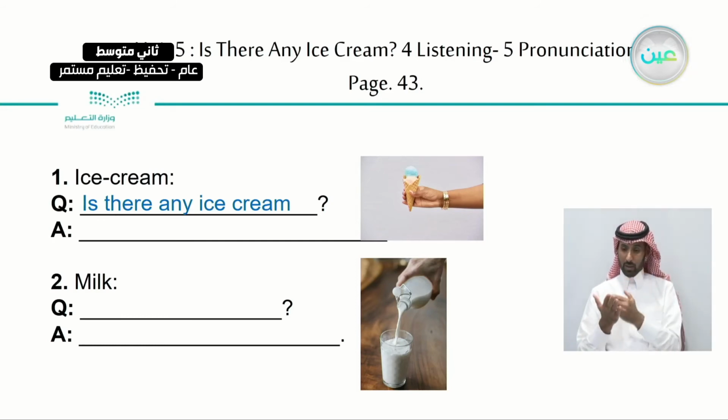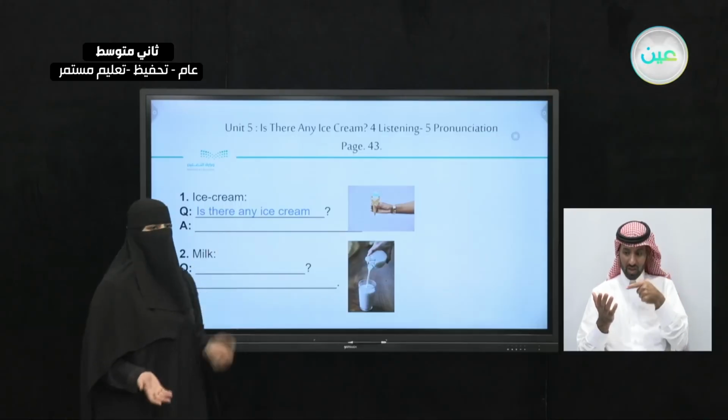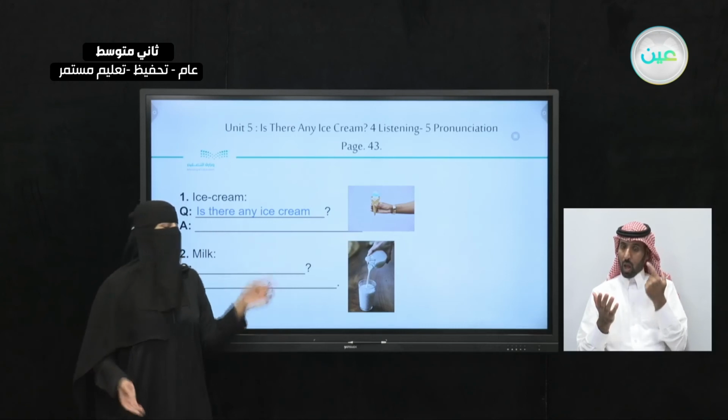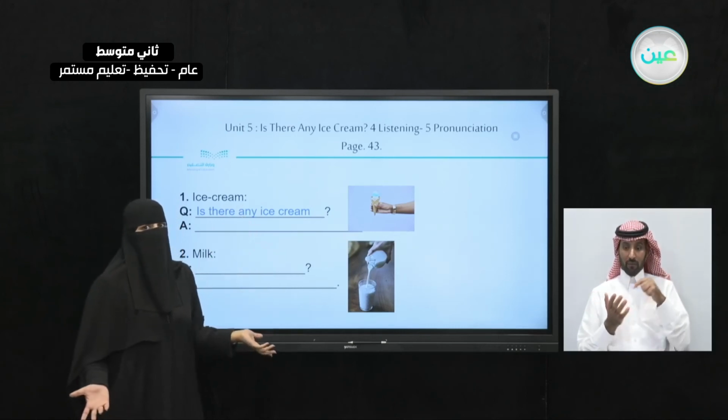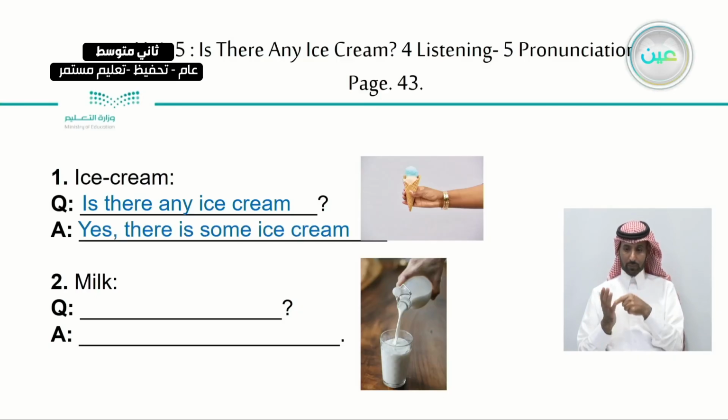Is there any ice cream? I don't know the answer. Can you see the answer? I don't know. So that's why we're using the word any. Is there any ice cream? What is the answer? Yes, there's some ice cream. In the answer, we have the word some, because we know for sure that there is some ice cream here. Can you see it in the picture?